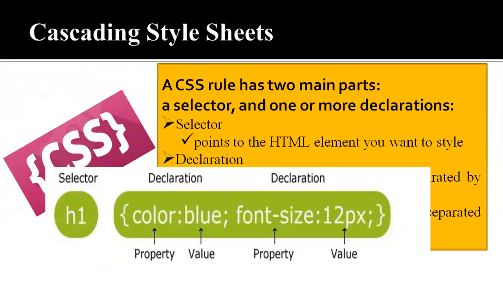Let's see the example of CSS. Here H1 is a selector. Tag H1 specifies here the selector, and the declaration contains the property and the values associated with these properties, and it is written inside the curly brackets. Multiple declarations are separated by a semicolon, and property and values are separated by a colon.